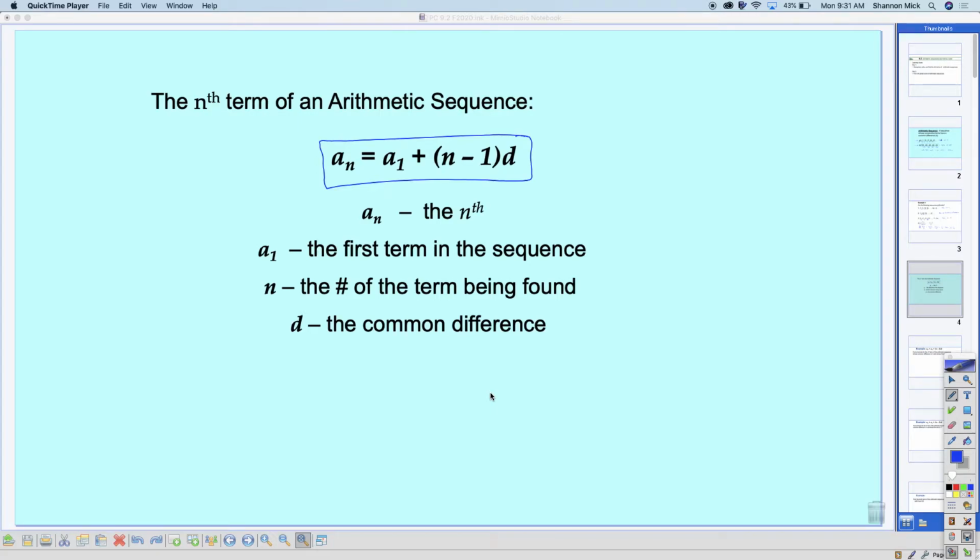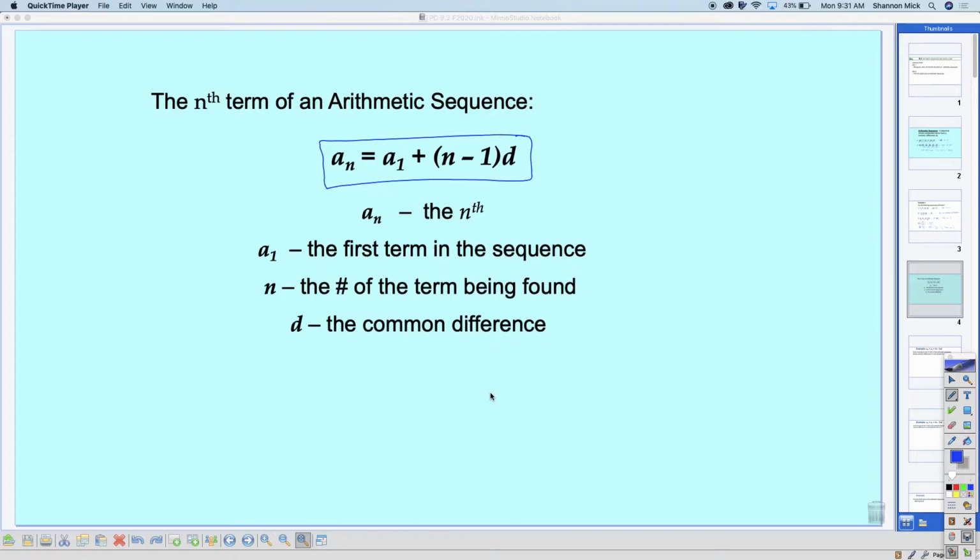Again, a sub n is the nth term. If I want the 8th term, that's a sub 8. Got it? Okay, so a sub n is the 8th term or the nth term. A sub 1 is the first term in the sequence. N is the number of terms being found, or the number of the term being found, excuse me. And d is the common difference.